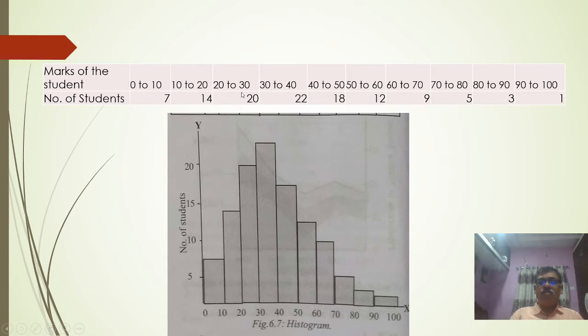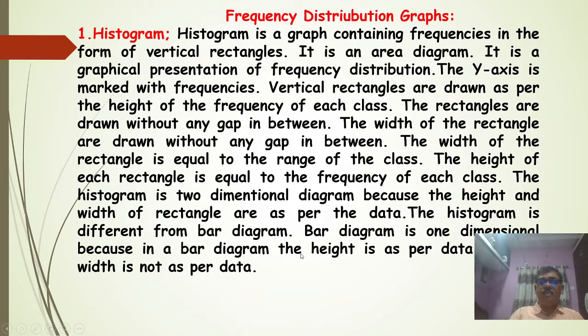Then 20 to 30, this is 20. Then 30 to 40, that is 22. Next, 40 to 50, 18. Likewise, you can represent all the numbers of students against the marks of the students, and such a presentation of data is called a histogram.